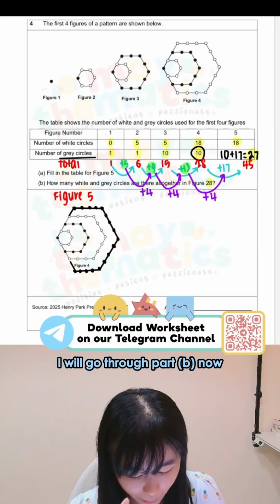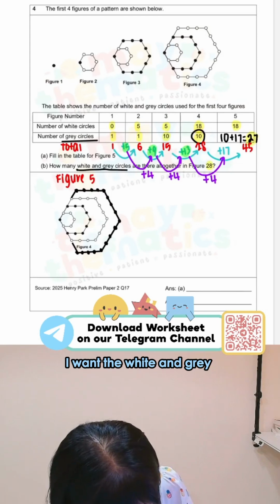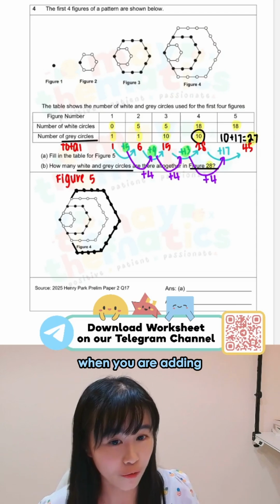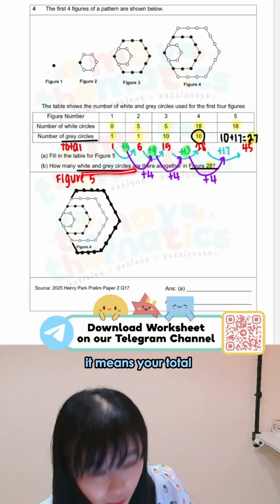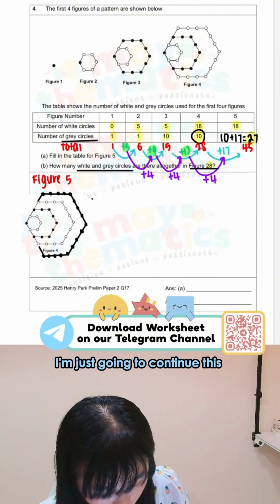I will go through part B now. So my method 1, what I'm going to do, I'm just going to list it out. I want the white and grey all together until figure 28. 28 is not very far, but you need to be very careful when you're adding. If you want grey and white, it means your total. I already did until figure 5 now, I'm just going to continue this until figure 28.